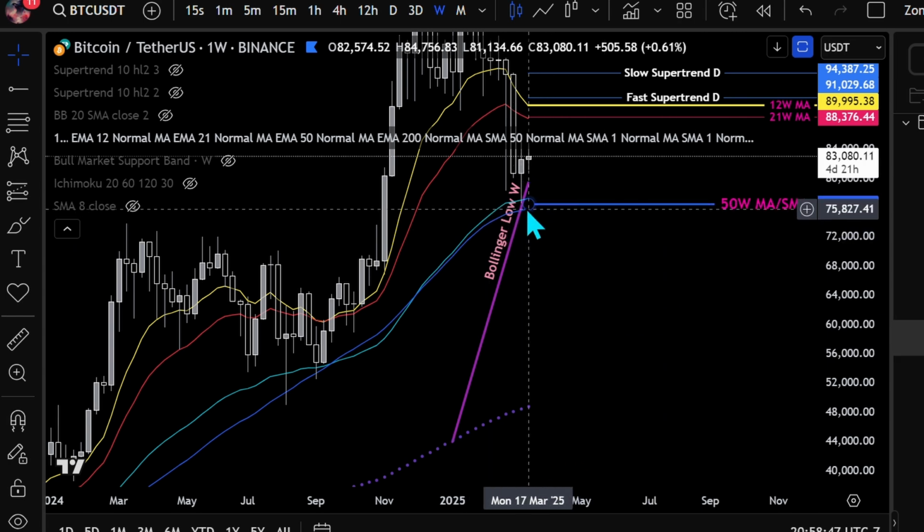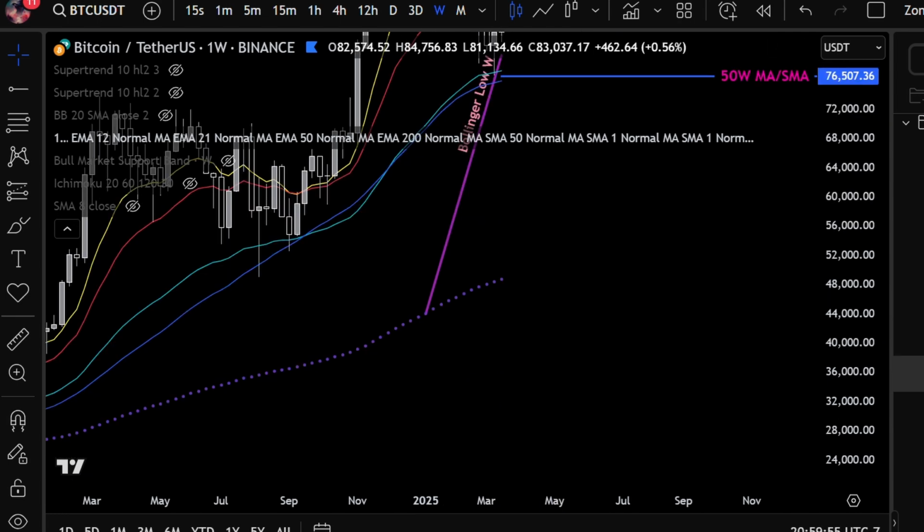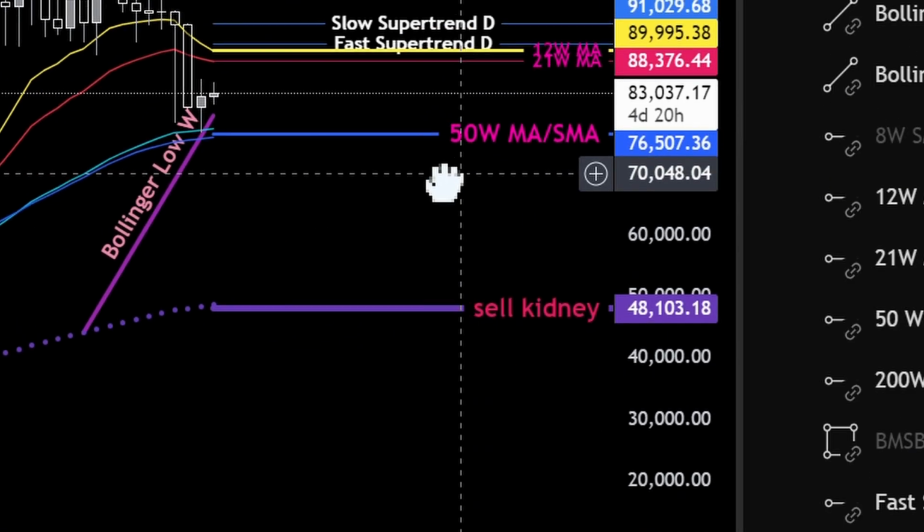So I usually put this one just between the two because I want a general idea of where it is. And I have one for my 200-week, and I have a plan what to do if we get down to that, and I get to buy some more Bitcoin at those prices.